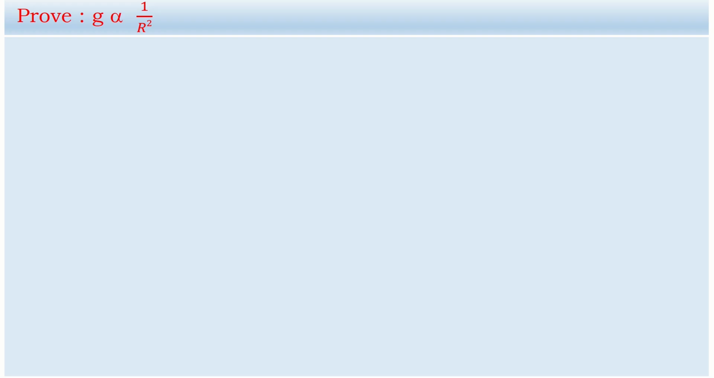g is inversely proportional to the square of the radius of the earth. It is symbolically represented here. We are going to prove this. Acceleration due to gravity depends upon the radius of the earth, first point, and we are going to prove how it depends upon the radius, and why the square of the radius of the earth. We can prove this way.